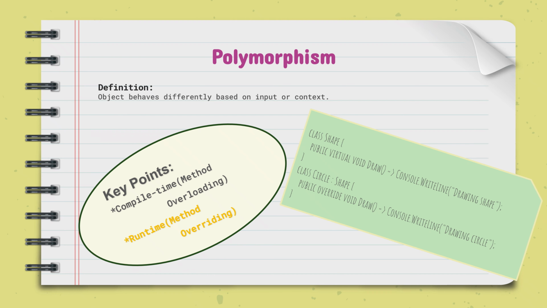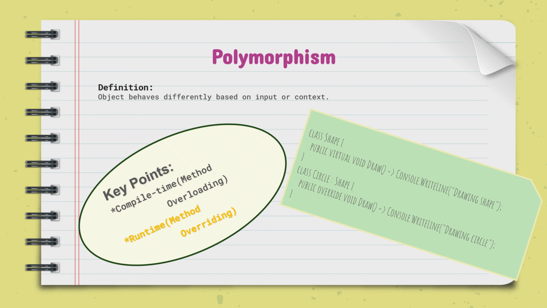So, what are the advantages over procedural programming? In procedural programming, it is based on functions, and here data and logic are separate. It is hard to manage in large systems. But in object-oriented programming, it combines data and logic, promotes reusability and structure, and is easier to maintain and scale.